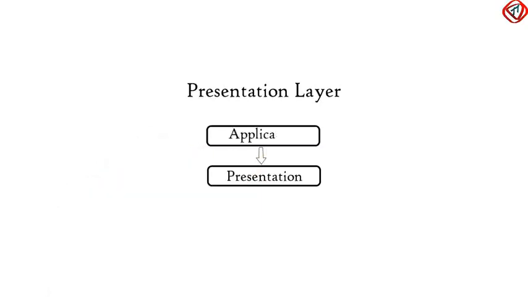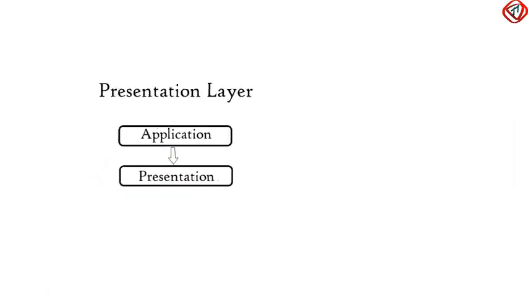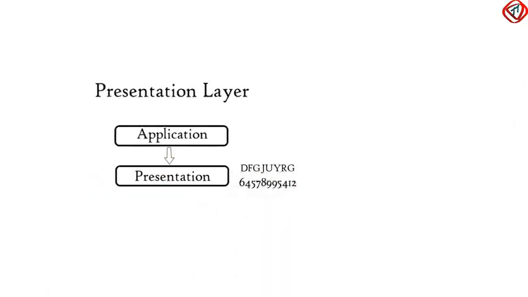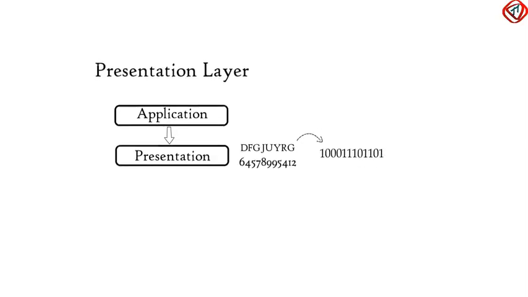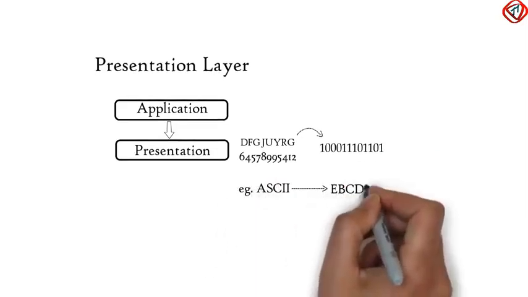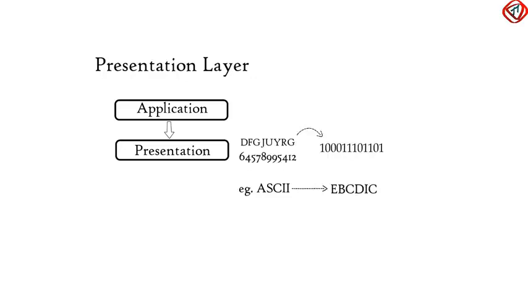Next to the application layer is the presentation layer. Presentation layer receives data from the application layer. This data is in the form of characters and numbers. Presentation layer converts these characters and numbers to machine understandable binary format. For example, conversion of ASCII to EBCDIC code. This function of the presentation layer is called translation.